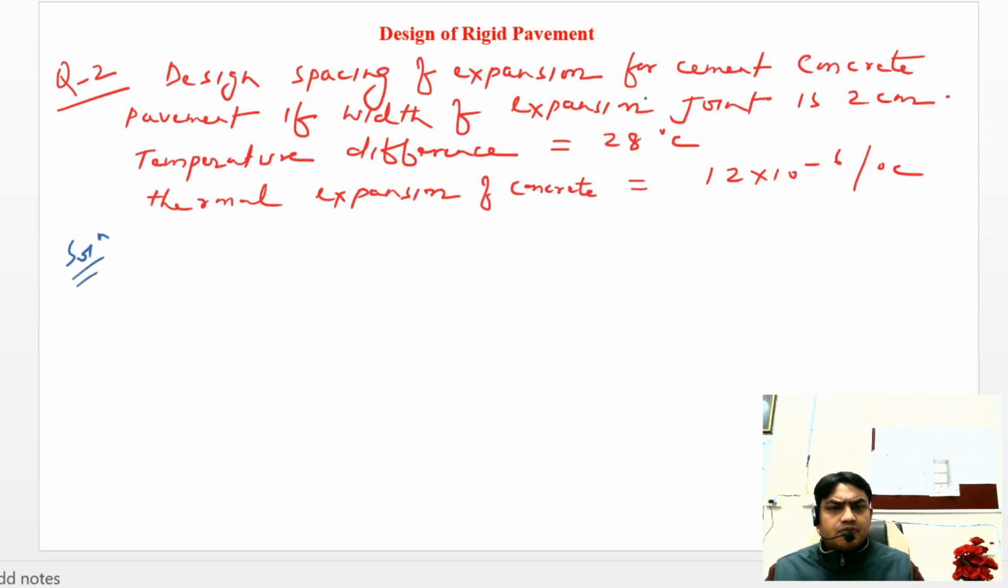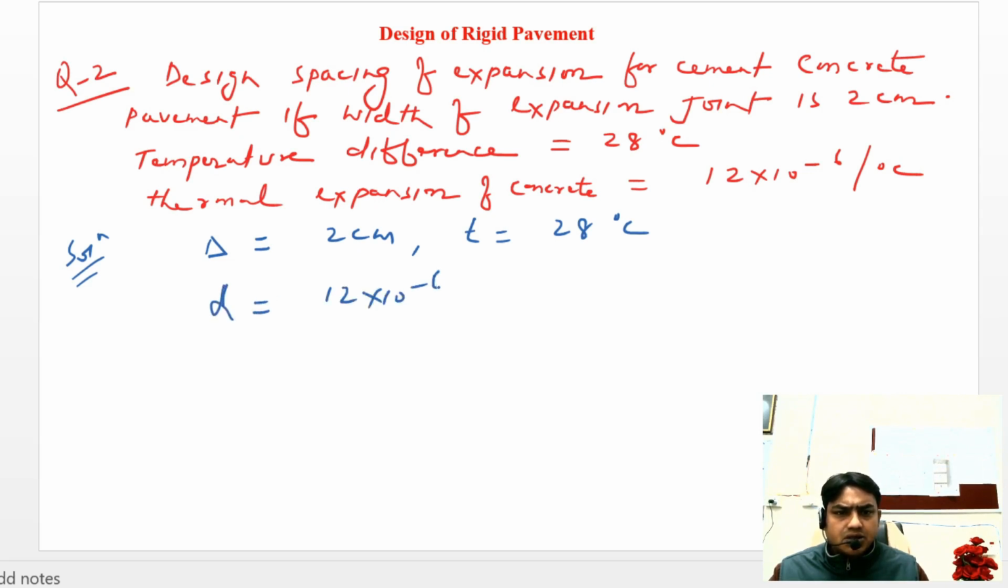Design the spacing of expansion joints for cement concrete pavement if the width of the expansion joint is 2 centimeter. So the value of delta is 2 centimeter, and the temperature difference T is given as 28 degrees centigrade, and the coefficient of thermal expansion is given as 12 into 10 to the power minus 6 per degree centigrade. So we have the relation delta by 2 is equal to L into alpha into T.